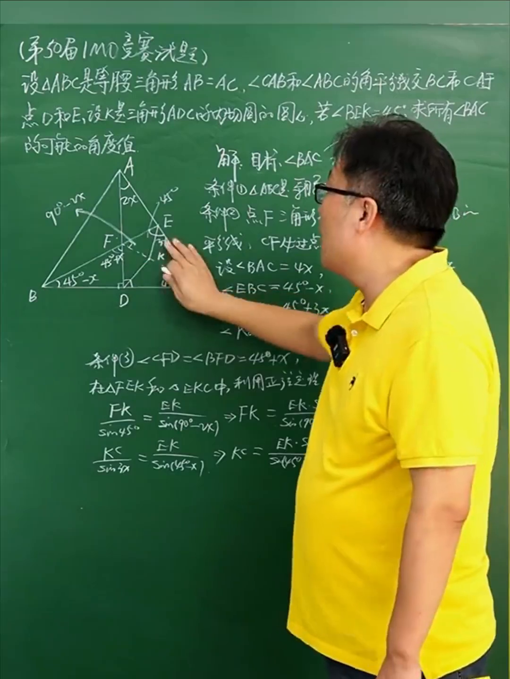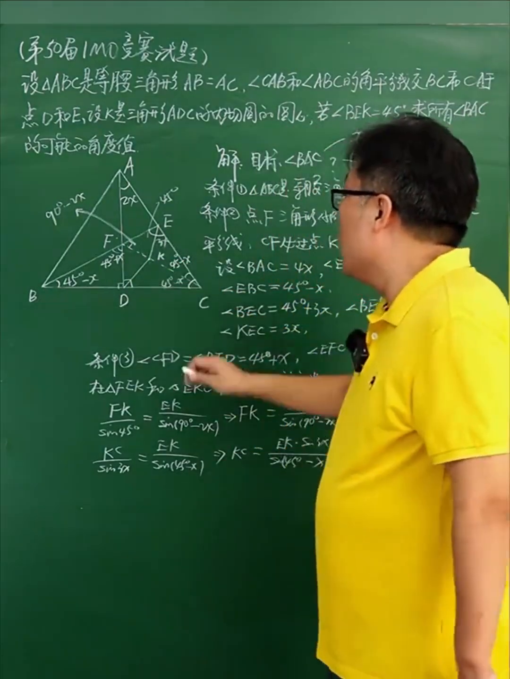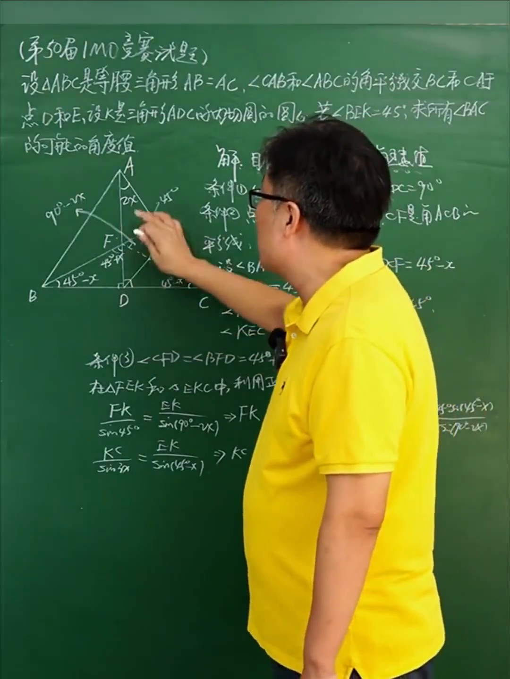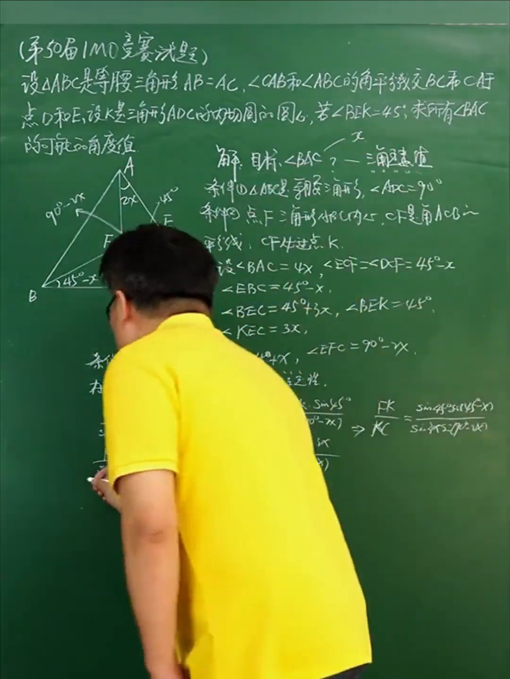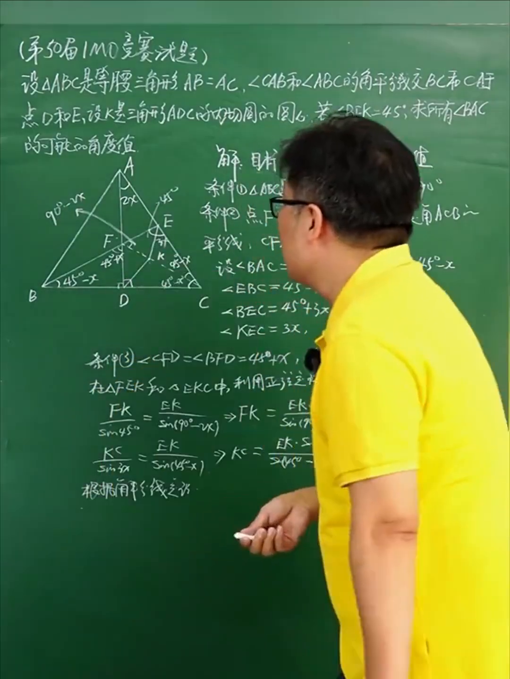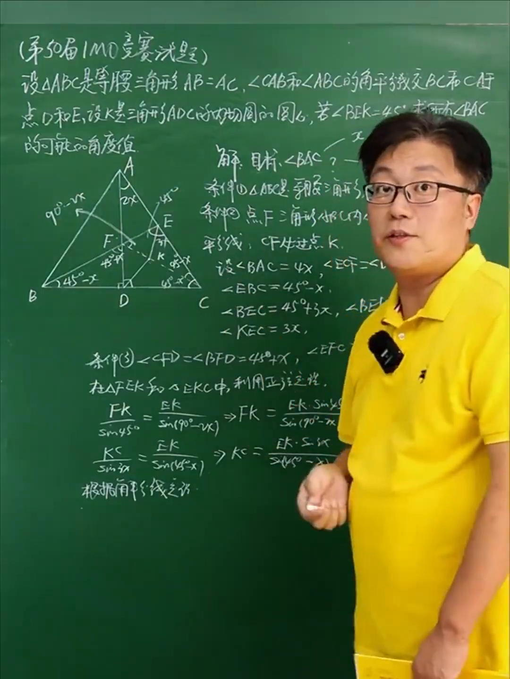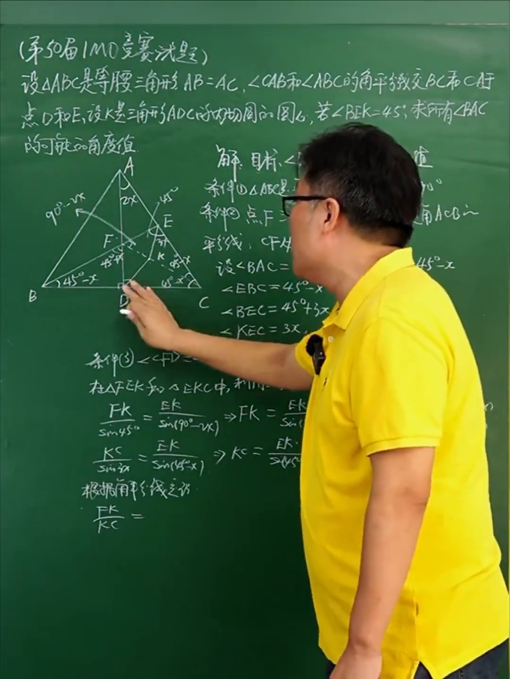Ah yes, K is defined as the incenter of triangle ADC. Given that it's the incenter, connecting DK creates the angle bisector of angle ADC. Then, based on the angle bisector theorem, a concept we all learned back in middle school, we can derive the ratio of Fk to Kc.